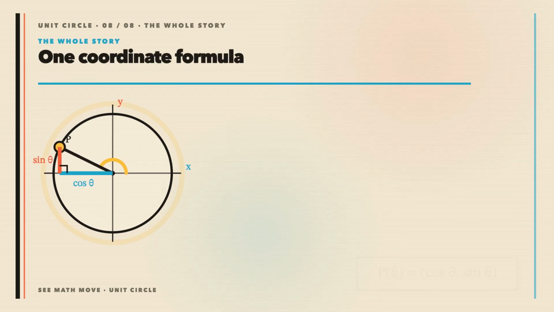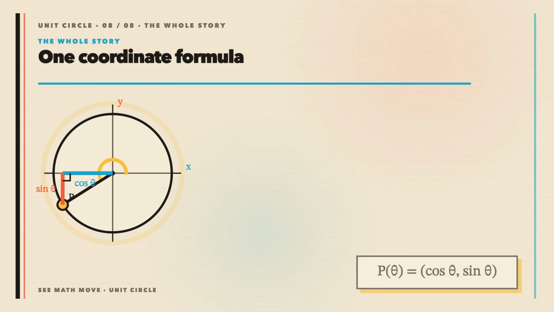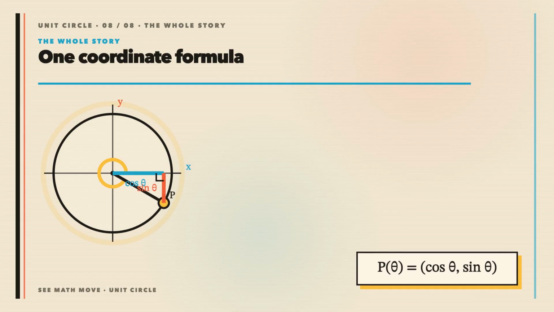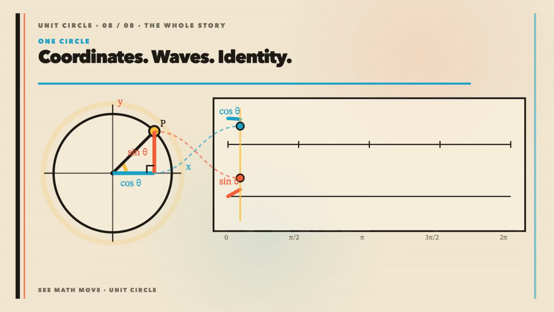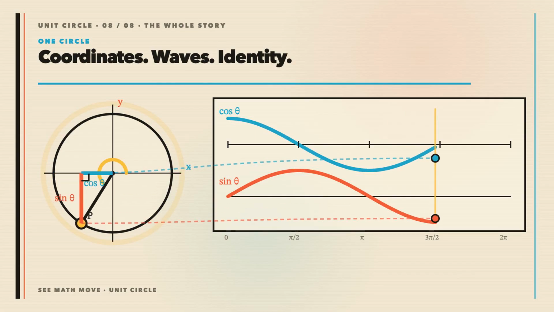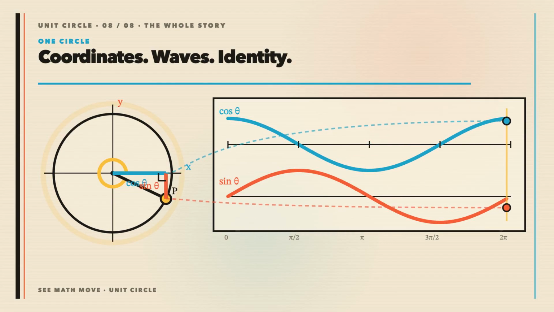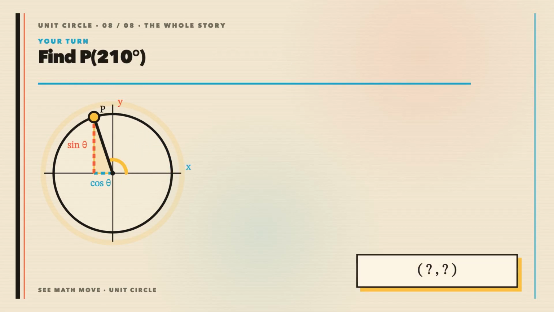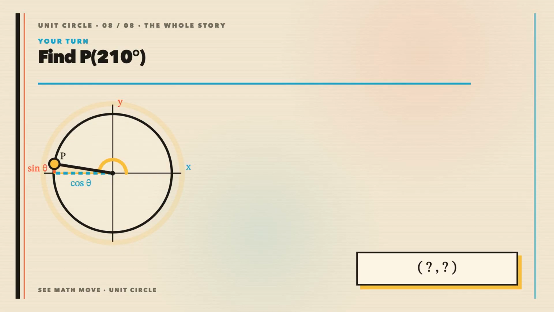So one coordinate formula contains the whole story: exact values, signs, periodic motion, and both waves. The circle gives the coordinates, the coordinates draw the waves, and the radius keeps every point tied to the same identity. Try the same method at 210 degrees. Which signs change, and which exact lengths stay the same?